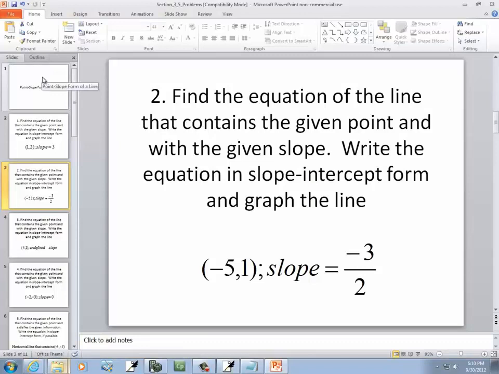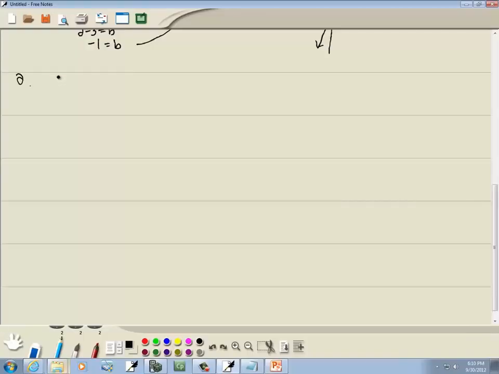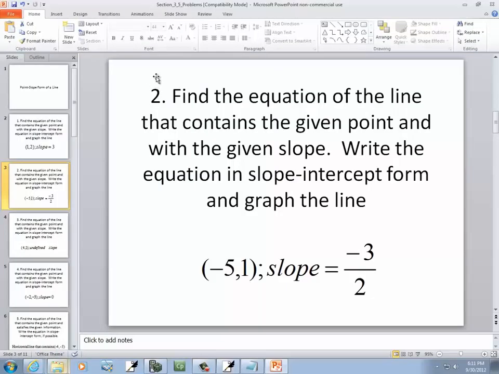Let's see. Find the equation of the line containing a given point and with given slope. Write the equation in slope-intercept form, graph the line. Okay, so we're given a point again. Negative 5, 1. And our slope is negative 3 halves.